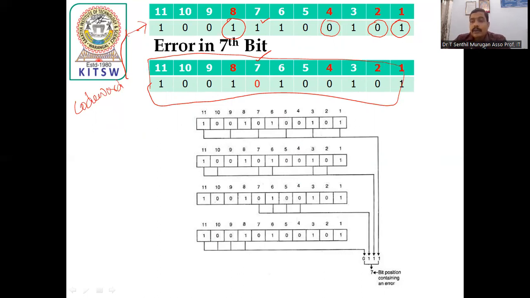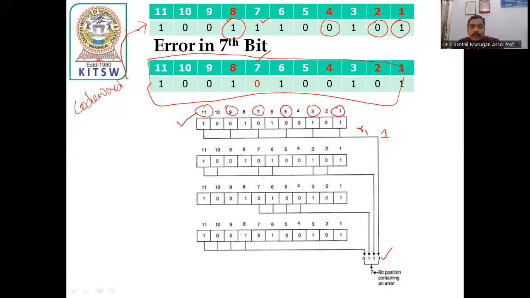For that, the following diagram is there. We use the same positions. So for R1, how are we calculating the positions? We have the received data, and whatever values we fill in, positions 1, 3, 5, 7, 9, 11. We take these position values and XOR them. Finally we get the value 1.